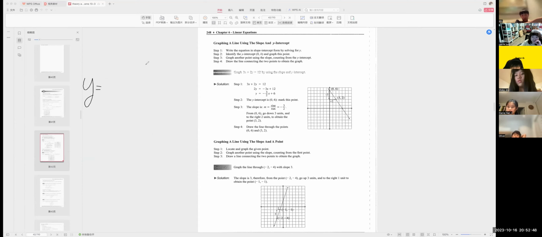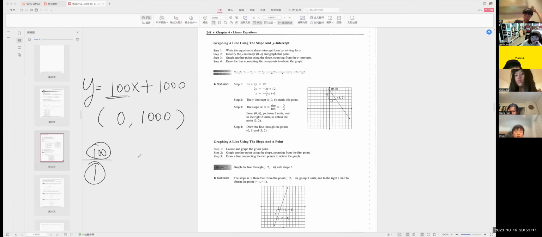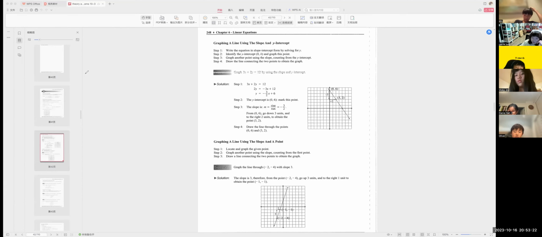y equals 100x plus 1000. Fast. So immediately you can write (0, 1000). The easiest one: 100 over 1, and 0. The top is for y, the bottom is for x. So 1000 plus 100 equals 1100. And x: 0 plus 1 equals 1. We still follow the same formula, just a plus. How quick it is! I'm lazy. The last problem was too simple, so let me do a fraction: negative thirteen over three x plus five.